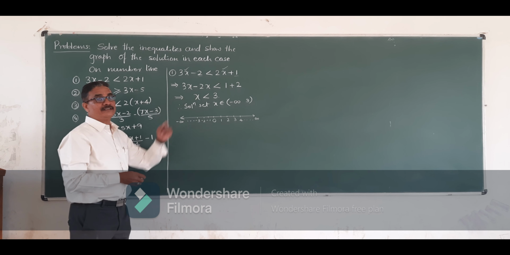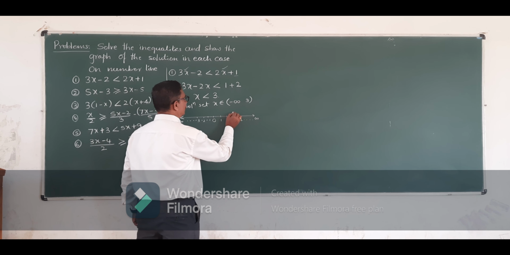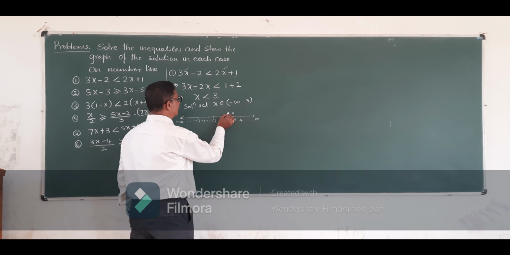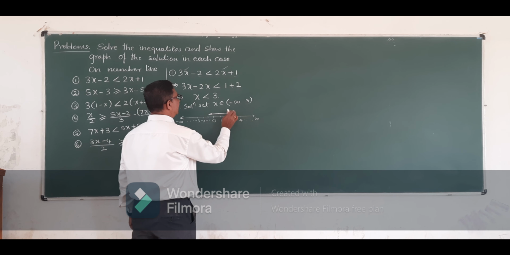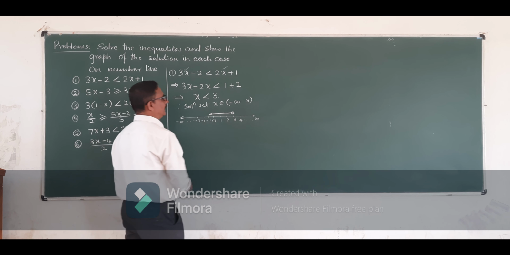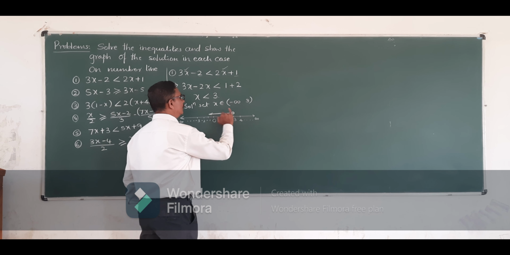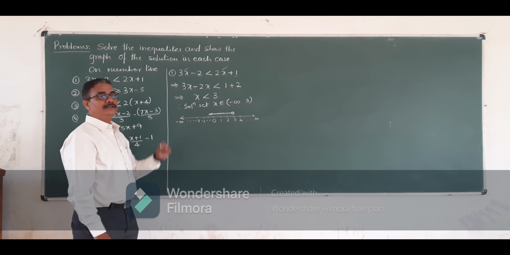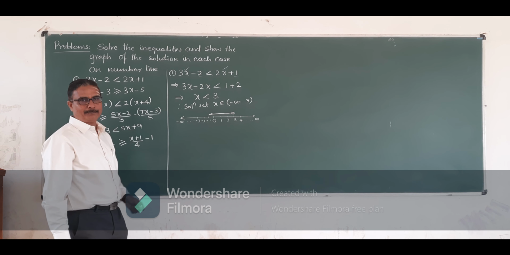x is less than 3. So this is 3. Less than 3, which direction does it go? Towards the negative direction. This is the graph on the number line. Less than 3, only draw a circle because it is open. This is less than 3. Don't shade it. Only less than 3, that is a circle. This is the graph of the solution on the number line.